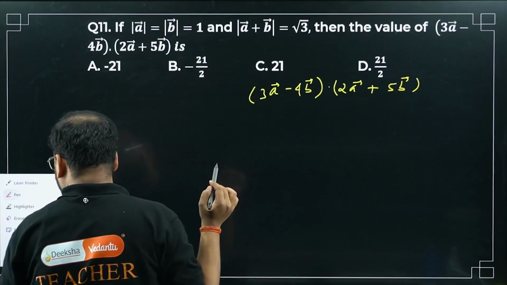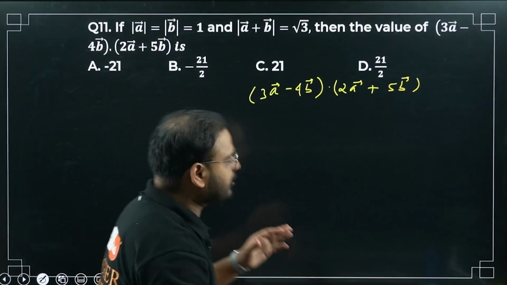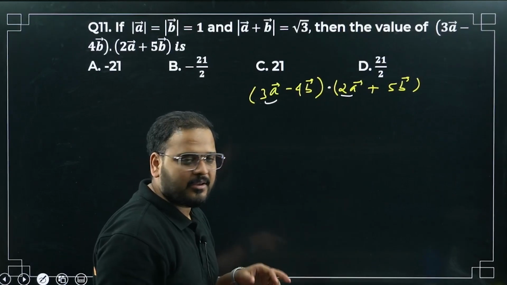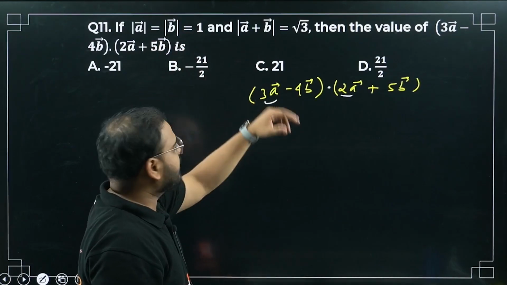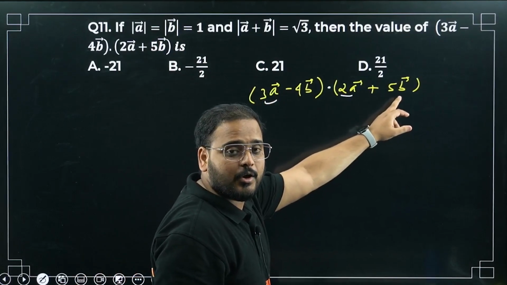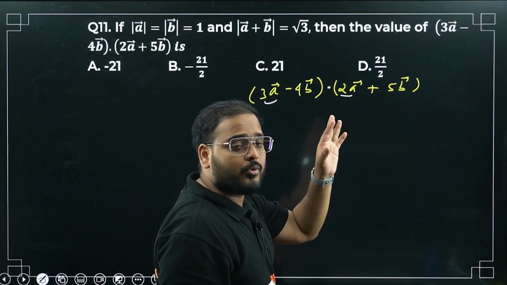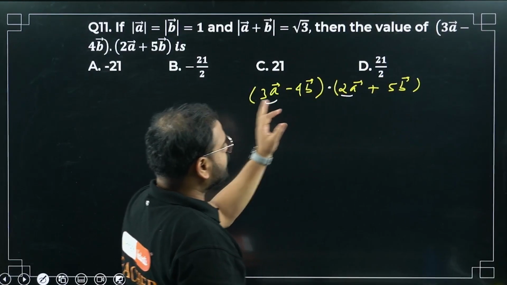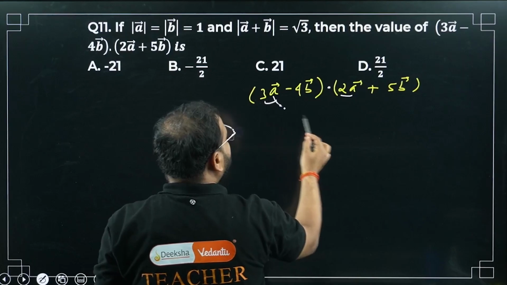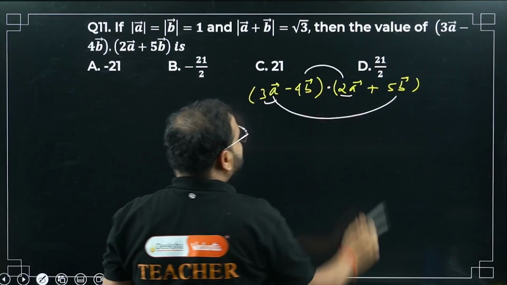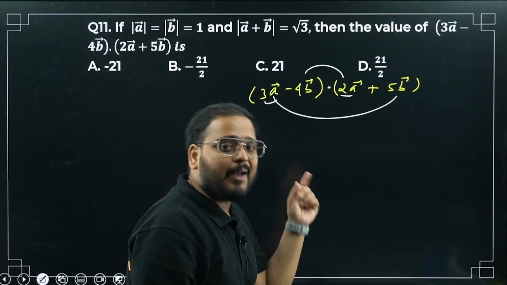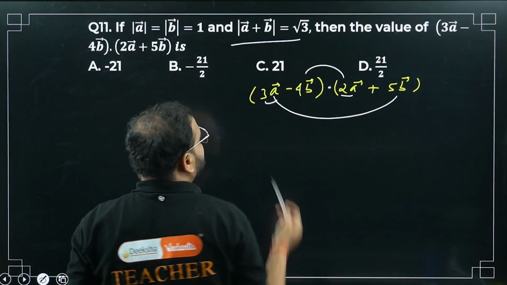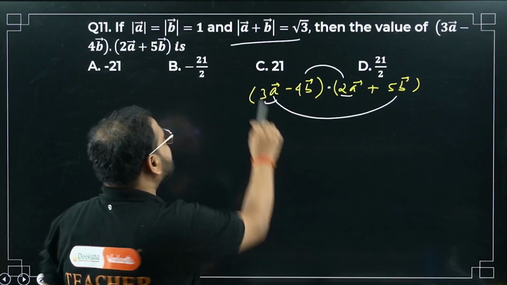I want you to look. Please drop your pen and think over here with me. A dot with A, I'll get what? A square. Value is known, 1 square. Okay. A with B, I don't know that value. But B with B, I know that is also 1. So the problem is, when I'm multiplying this term with this term or this term with this term, I'm left with what? A dot B and B dot A. I have to find that value. How can I do that? By using this other result. Okay, I hope you can see why they've given this result.